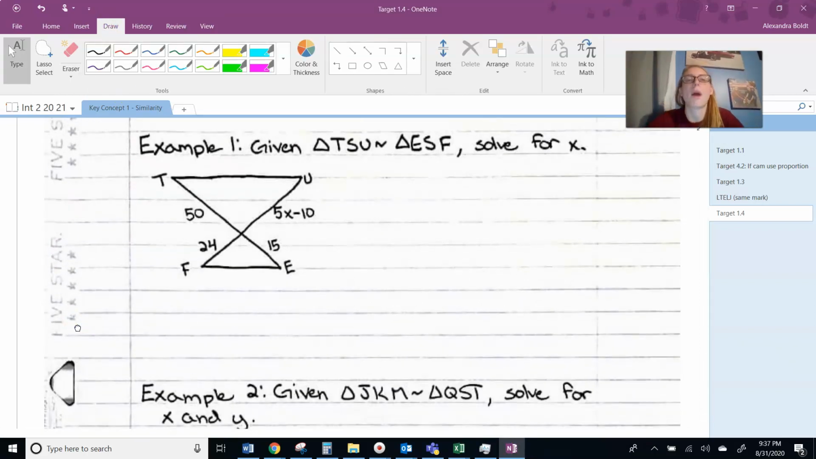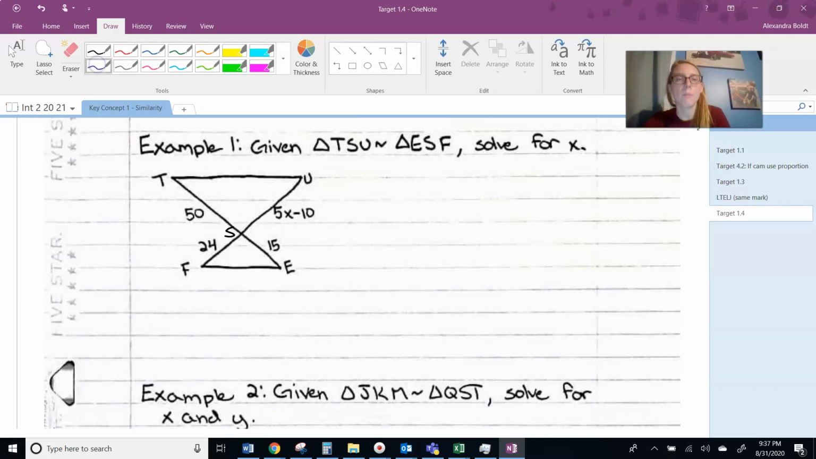We're given triangle TSU, and I'm missing an S in here. Sorry about that. There isn't supposed to be an S there. Triangle TSU is similar to triangle ESF. Solve for X. Okay?